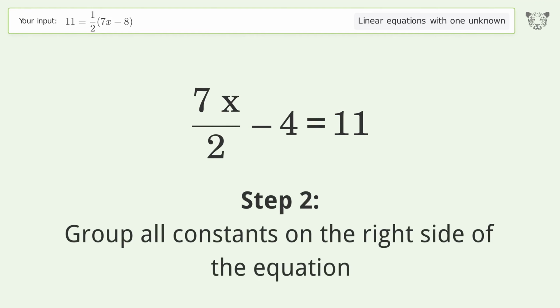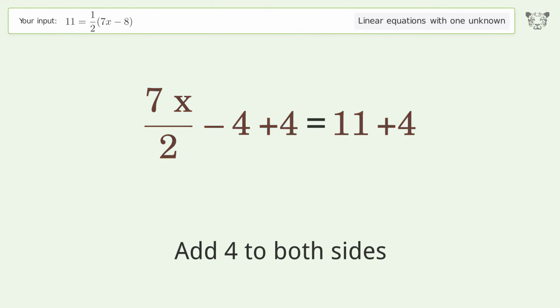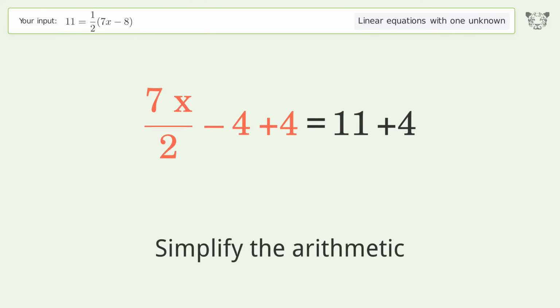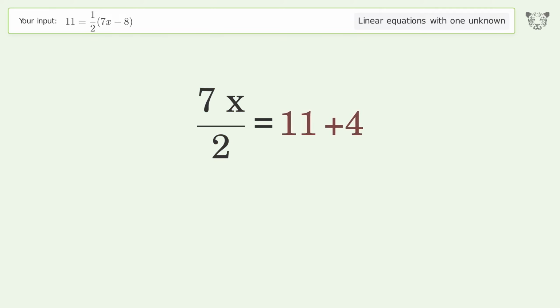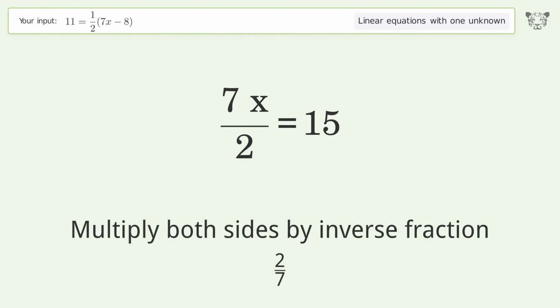Group all constants on the right side of the equation. Add 4 to both sides. Simplify the arithmetic. Isolate the x. Multiply both sides by the inverse fraction 2/7.